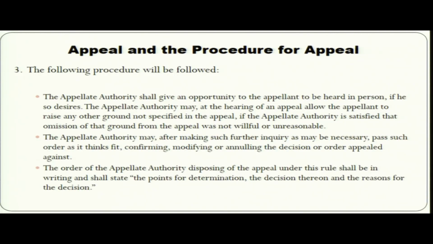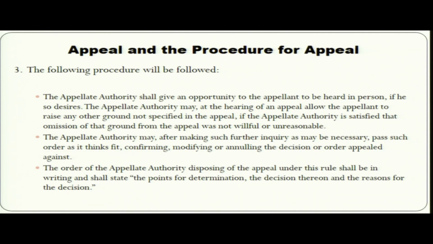Appeal and the procedure for appeal. The following procedure will be followed. The appellate authority shall give an opportunity to the appellant to be heard in person if he so desires. The appellate authority may, at the hearing of an appeal, allow the appellant to raise any other ground not specified in the appeal if the appellate authority is satisfied that omission of that ground from the appeal was not willful or unreasonable.